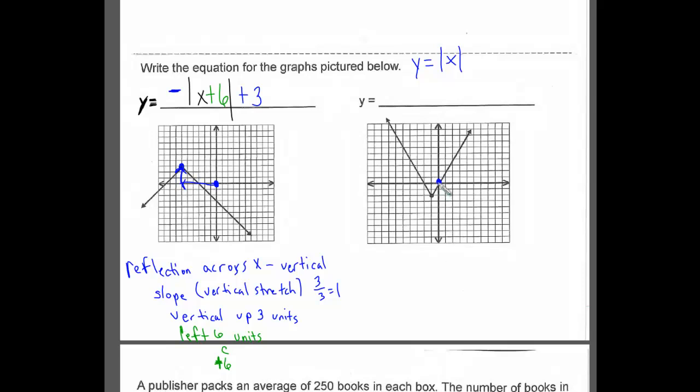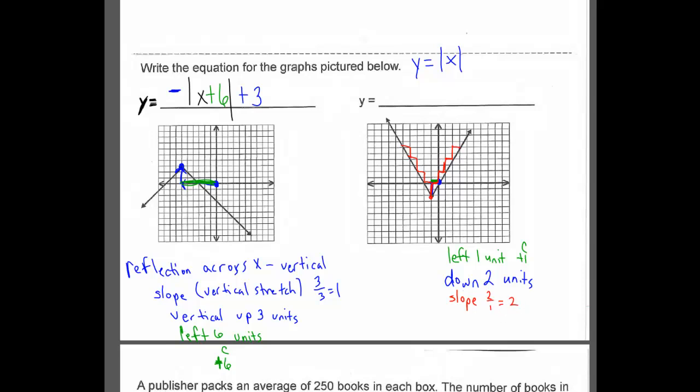The original parent function starts at the origin. There is no reflection. It moved left 1 unit. So this is our C. So since it moved left, we're going to say positive 1. And it moves down 2 units. The slope, starting from the new point, is up 2 over 1, both sides of the graph. So the slope is 2 over 1, which is 2.